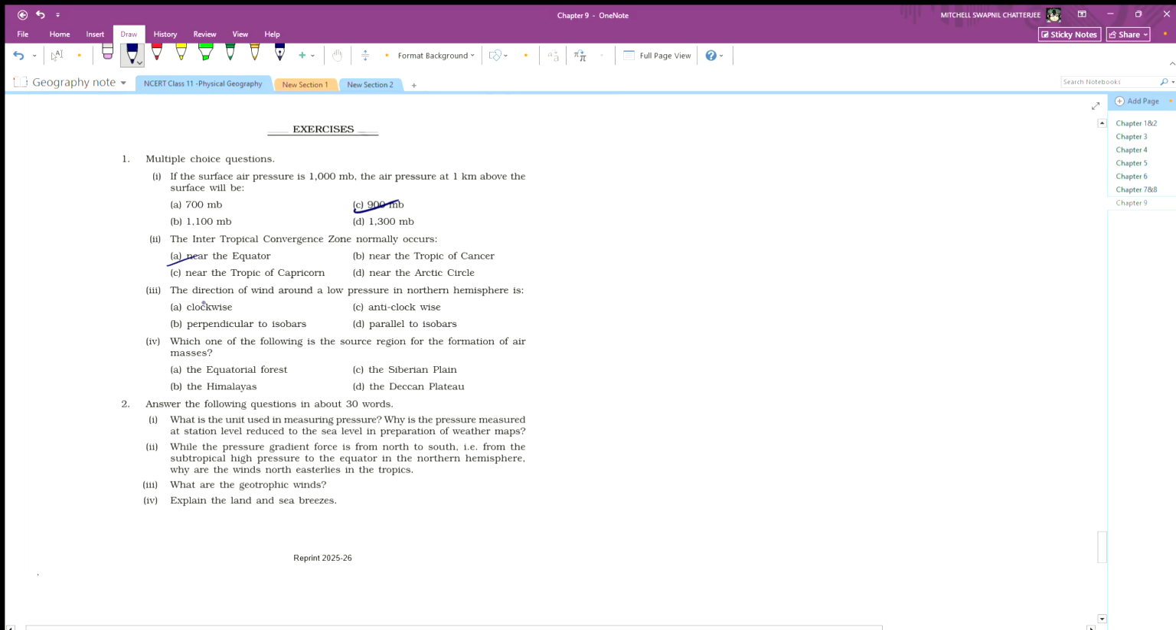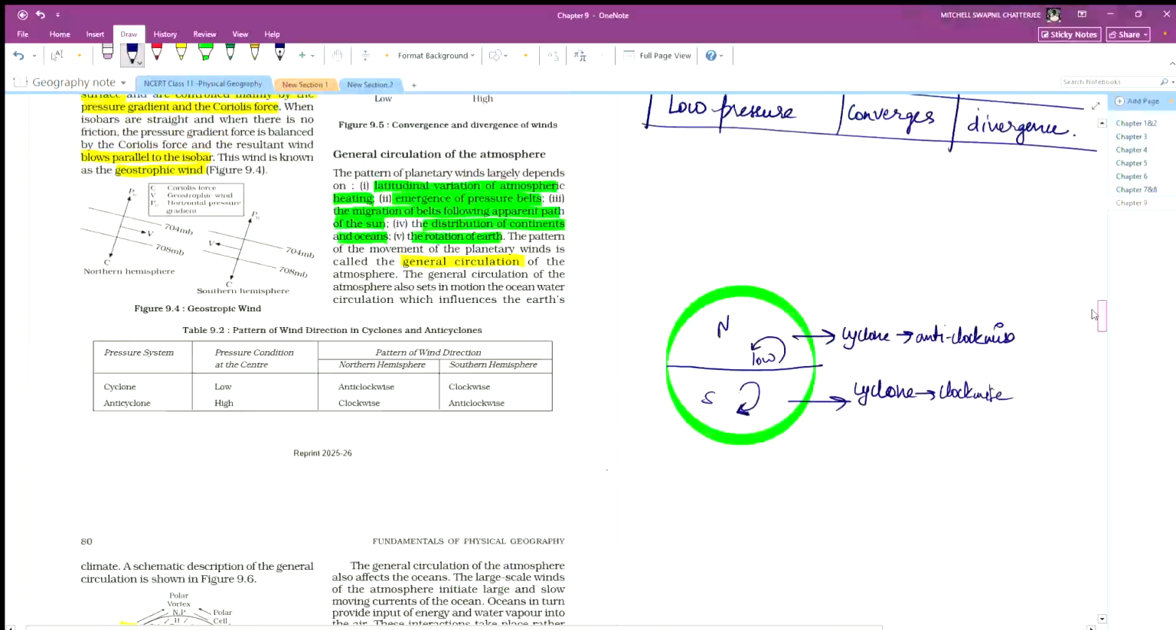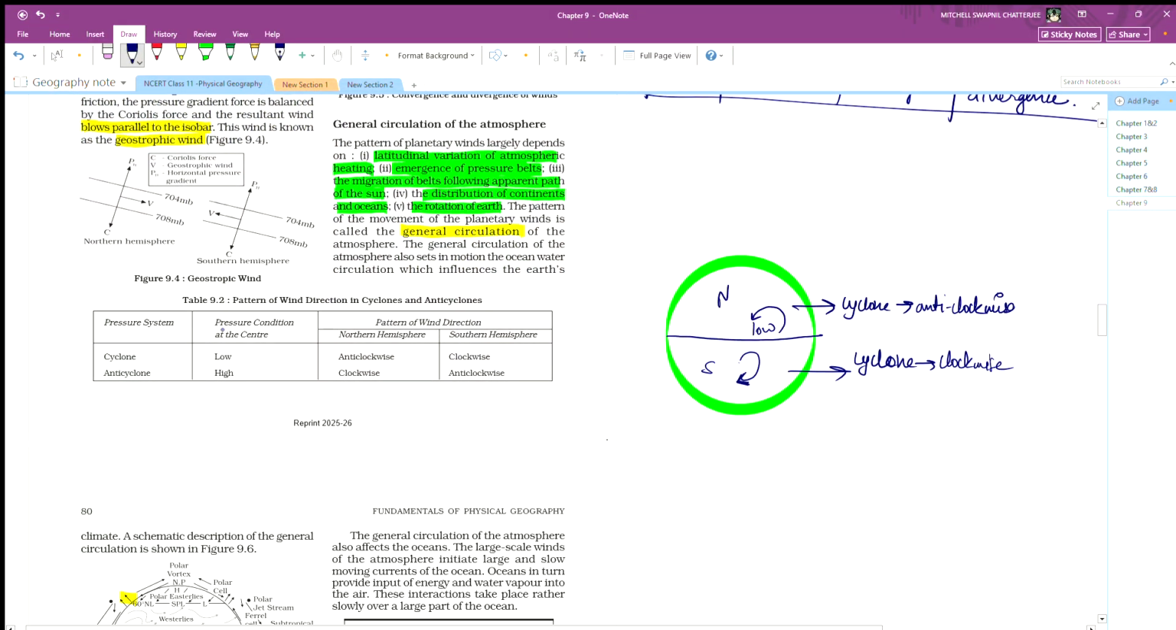The direction of the wind around a low pressure in the northern hemisphere is anti-clockwise. This is talking about the cyclone. The direction of the wind around the low pressure is anti-clockwise.